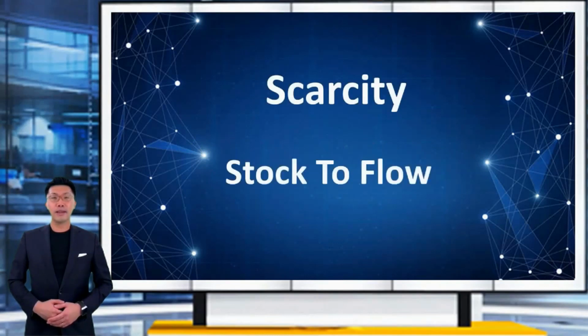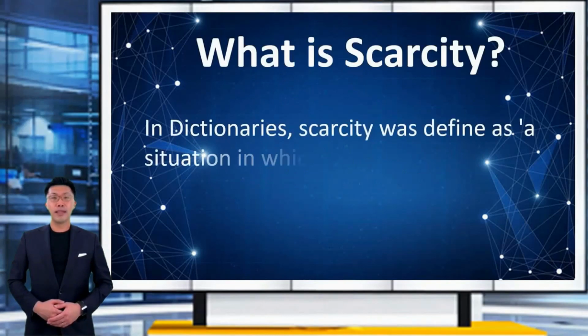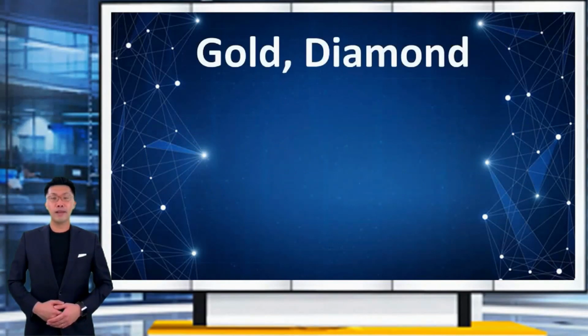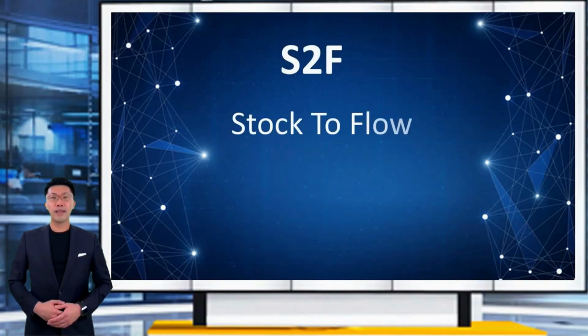What is scarcity? In dictionaries, scarcity is defined as a situation in which something is not easy to find or get, and a lack of something. Why are gold and diamonds very precious in the world? If there were unlimited supplies of gold and diamonds, their value would be very cheap, like normal stones. The only reason why those things are very precious is limited supply. It is called scarcity, and scarcity can be quantified by S2F. The S2F model means stock to flow: the total number of stocks divided by the yearly flow that comes into the market.